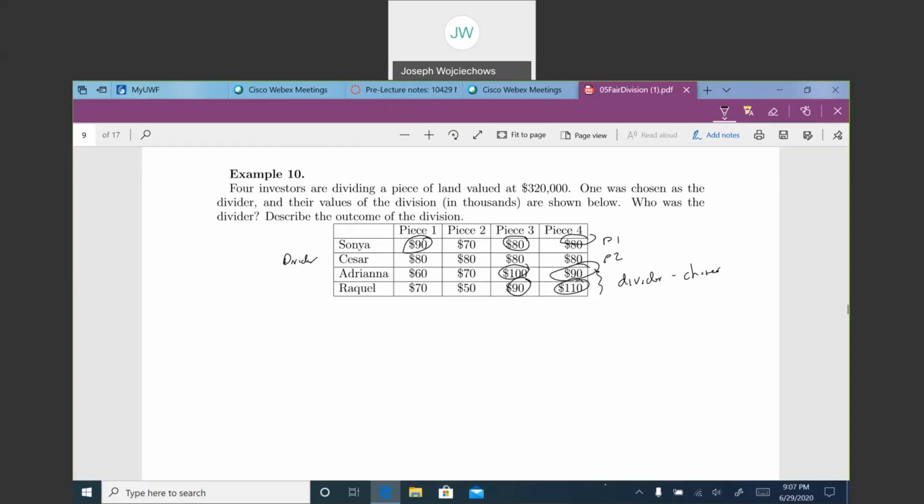Or they might be able to, since Adriana feels piece 3 has more value, and Raquel prefers piece 4, they might be able to make a deal. But since they don't count, it would be divider-chooser for these.